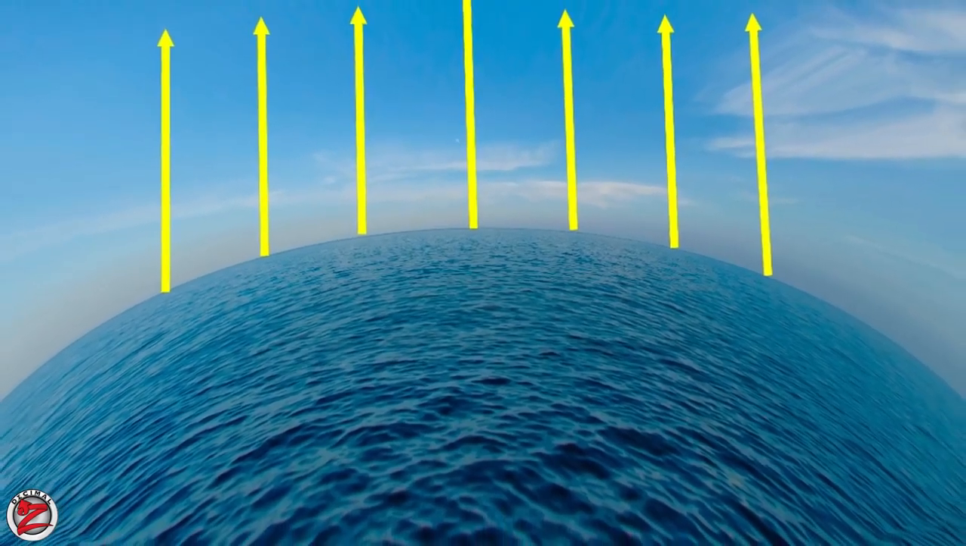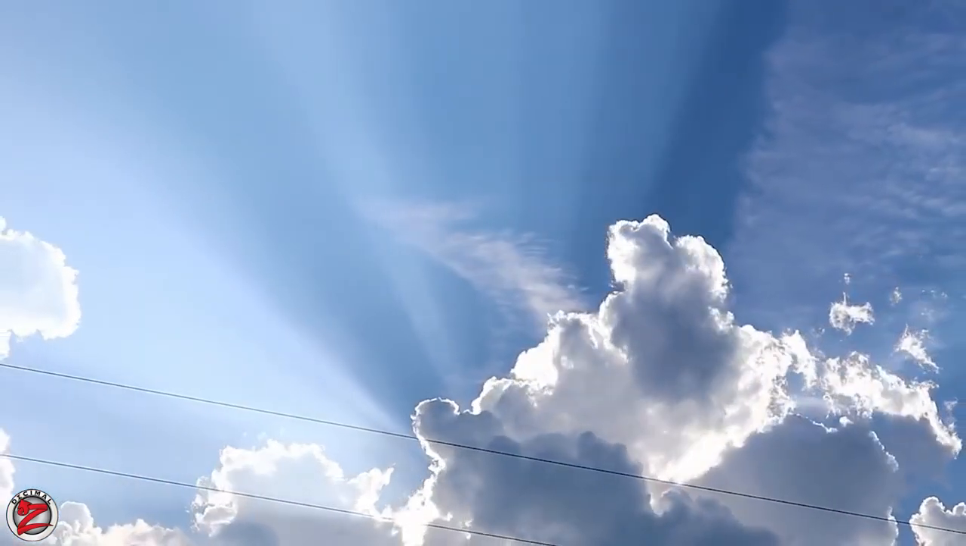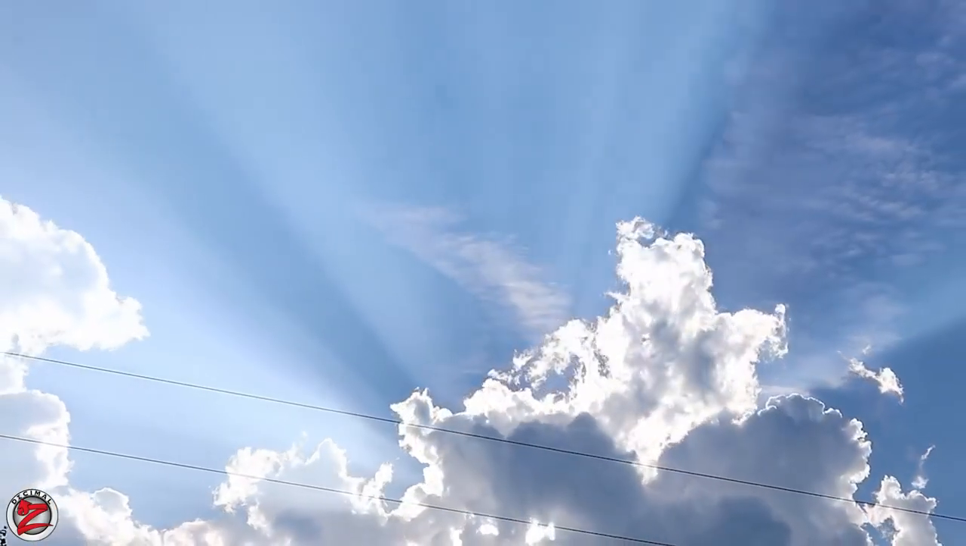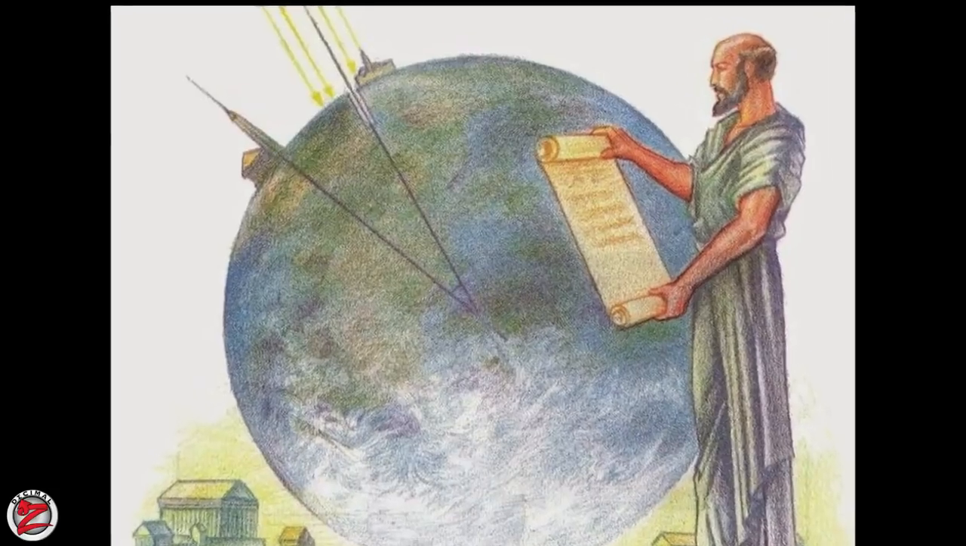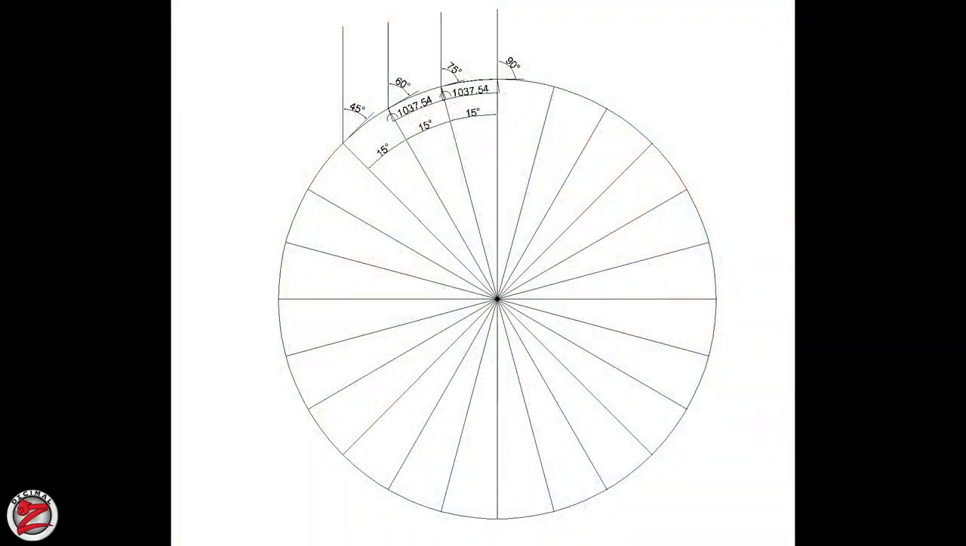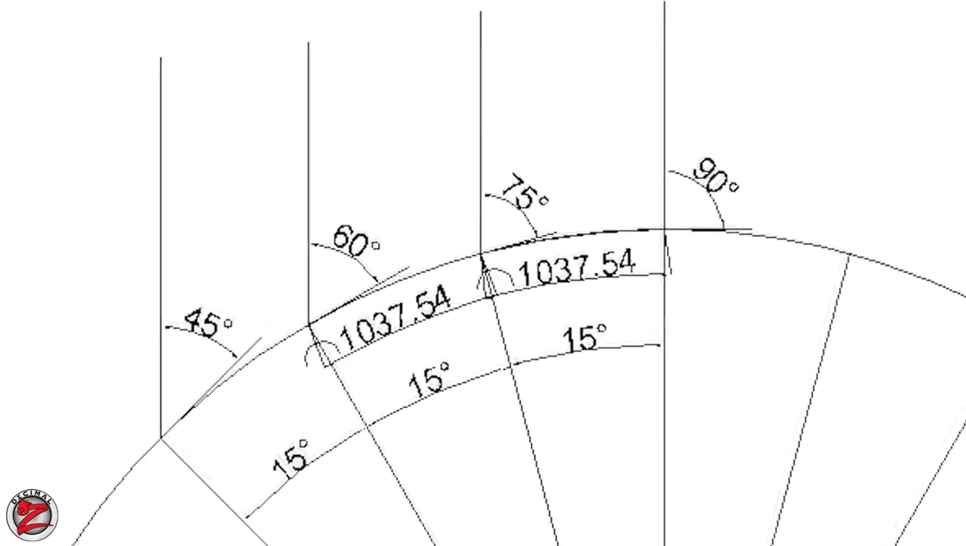How do we do that? It seems impossible. Parallel means they can't intersect, but we must make them intersect or the ball model will fail too. They told us that Eratosthenes measured the circumference of the Earth using shadows only. How did he do it?